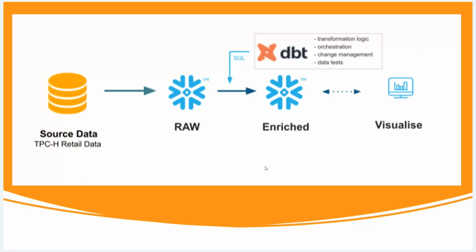So this is how DBT works. We have the source data, and we are pulling the raw data from the source. From the raw data, we are implementing the SQL.